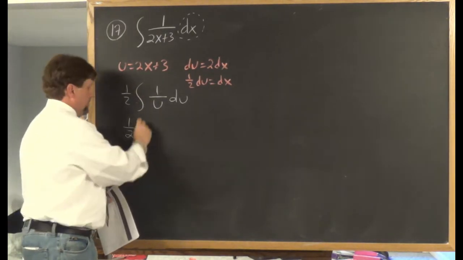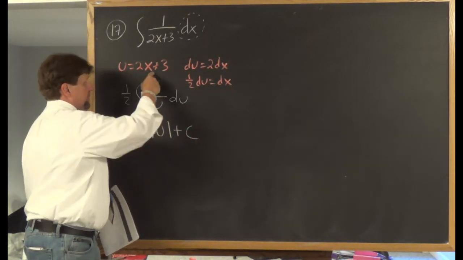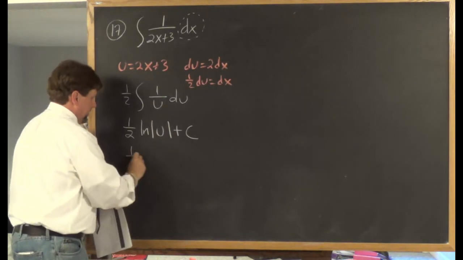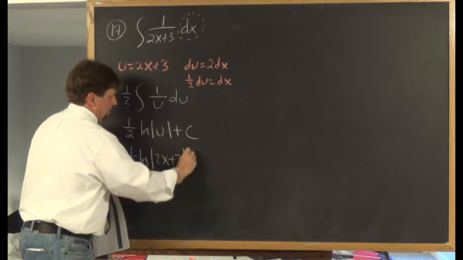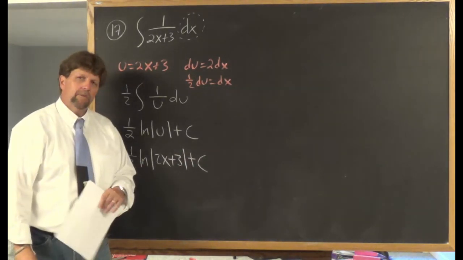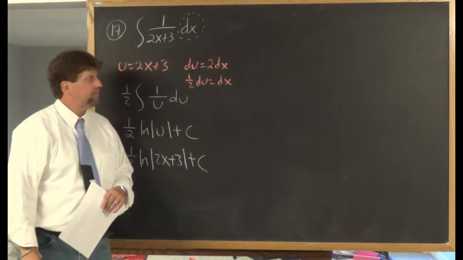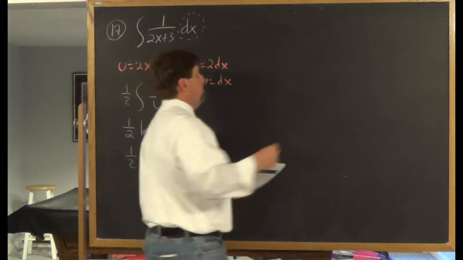And now it's a pretty friendly problem. Antiderivative of 1 over u is the natural log absolute value of u. Substitute 2x plus 3 back in here for u, and we get the antiderivative to be 1/2 natural log absolute value 2x plus 3 plus c. So hopefully you got that for number 17. Let's check out number 21.